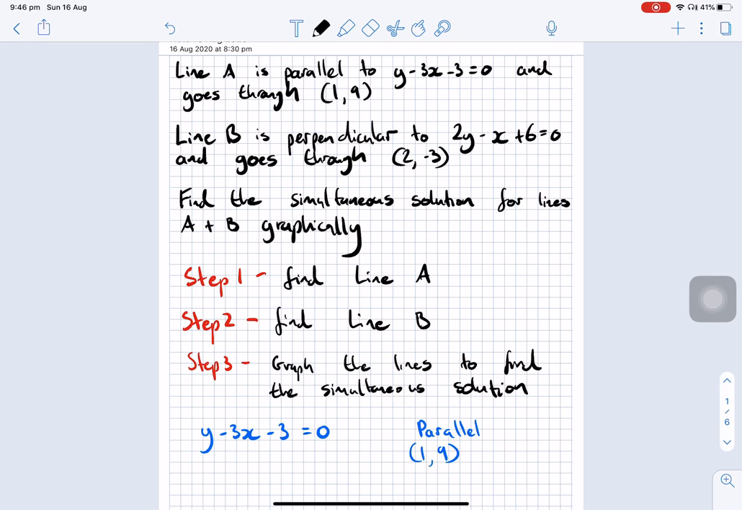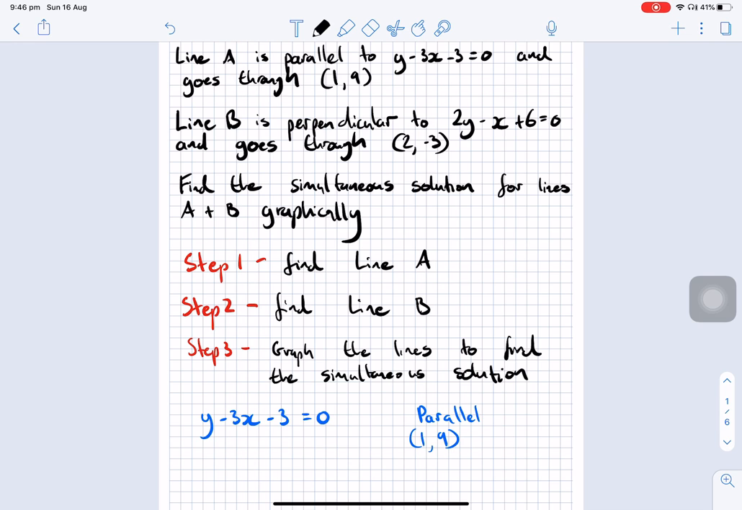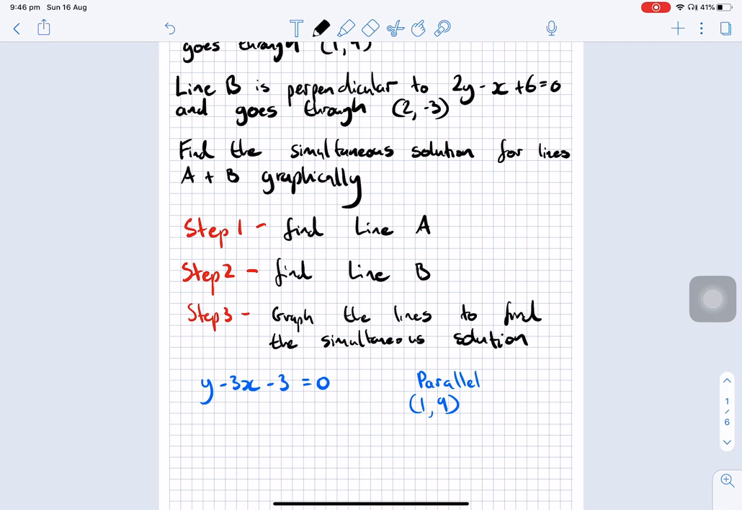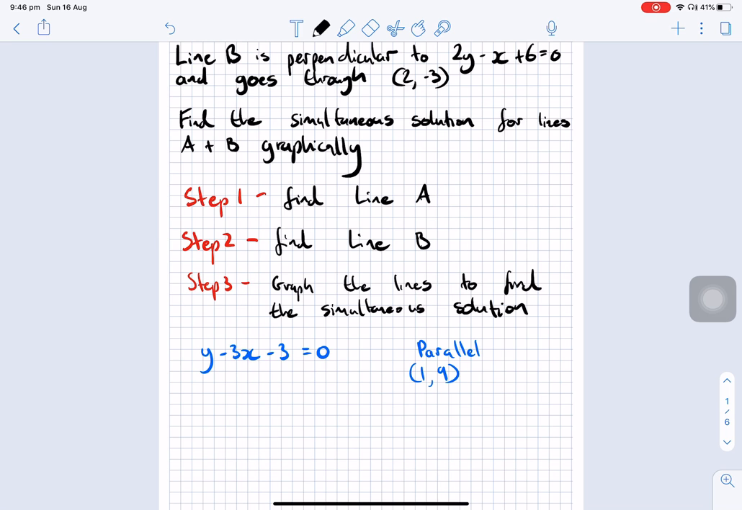The question says line A is parallel to y minus 3x minus 3 equals 0, and it goes through the point 1 and 9, x value of 1, y value of 9. We've got line B. Line B is perpendicular to 2y minus x plus 6 equals 0, and goes through the point 2, negative 3. And then it asks us to find the simultaneous solution for lines A and B graphically.